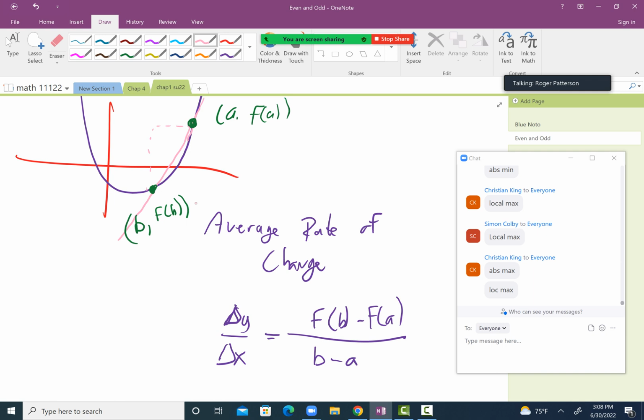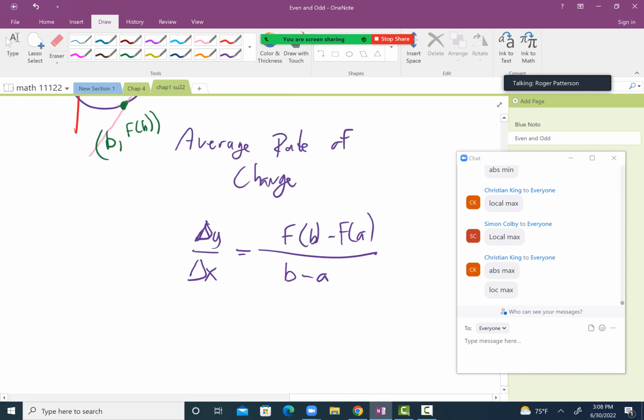Now what this is doing is, if we move these points closer together, then what we're getting is a slope of a line at a particular point. And that's a big idea in calculus. So those of you that are moving on to your calculus courses, you'll be doing a lot of that. Okay, so they're just kind of introducing it.